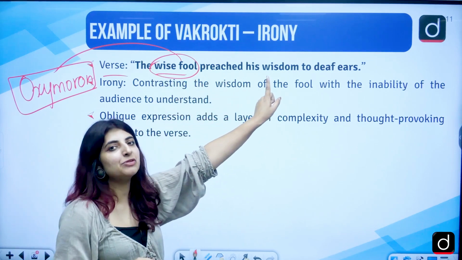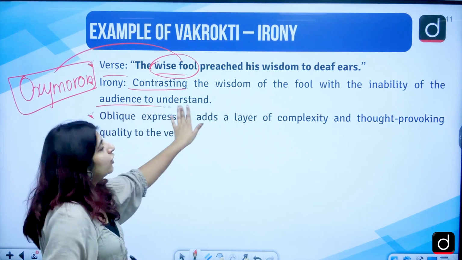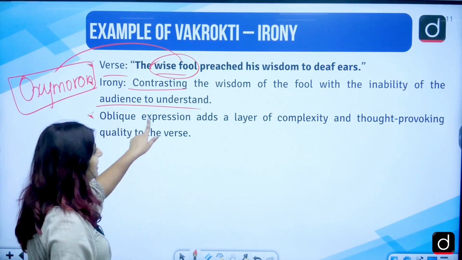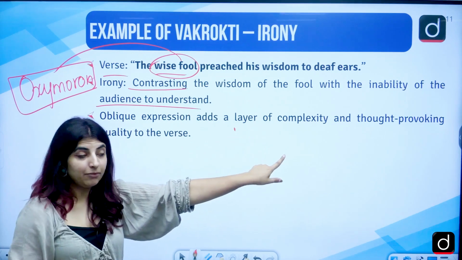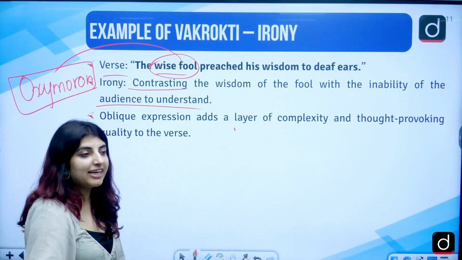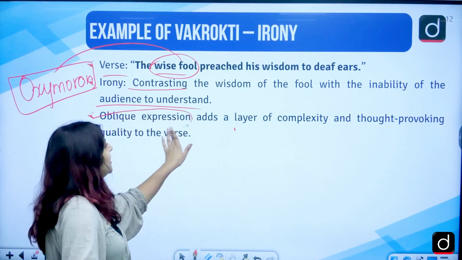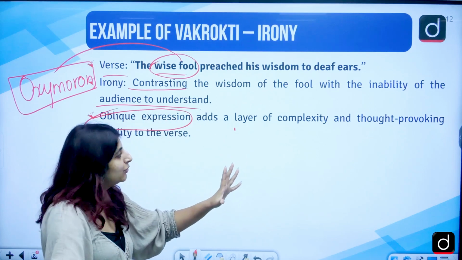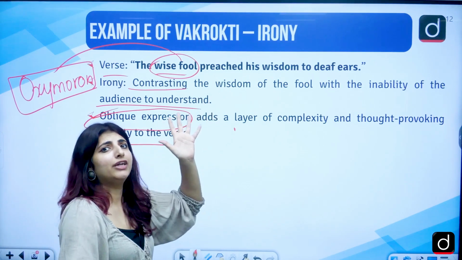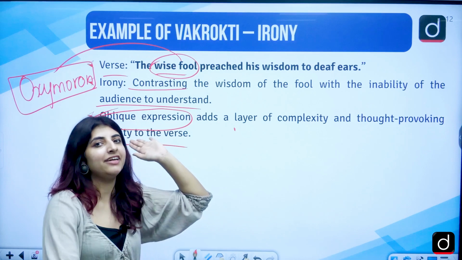So the wise fool preached his wisdom to deaf ears. Contrasting the wisdom of the fool with the inability of the audience to understand. So this is an ironical statement which is used in here. This adds a layer of complexity because you will also need to get this irony. Kai baar people don't even get a statement which is sarcastically meant for them. Correct? So why is that? Because oblique expression, not so clear, blurred expression is used, and the thought-provoking quality of the verse is there. The wise fool also has some kind of figure of speech, as I already told you. Oxymoron is also used in here.